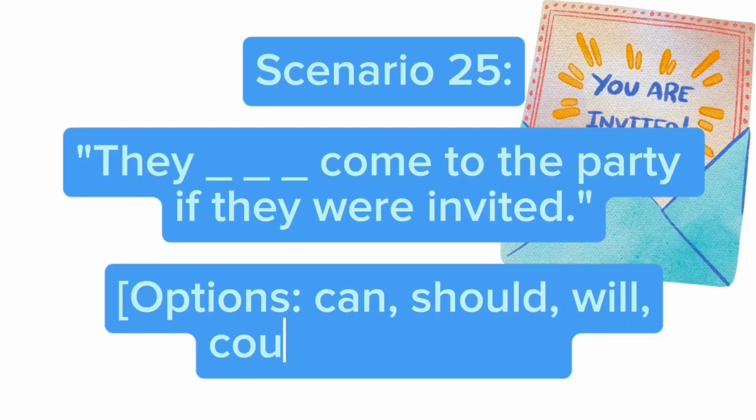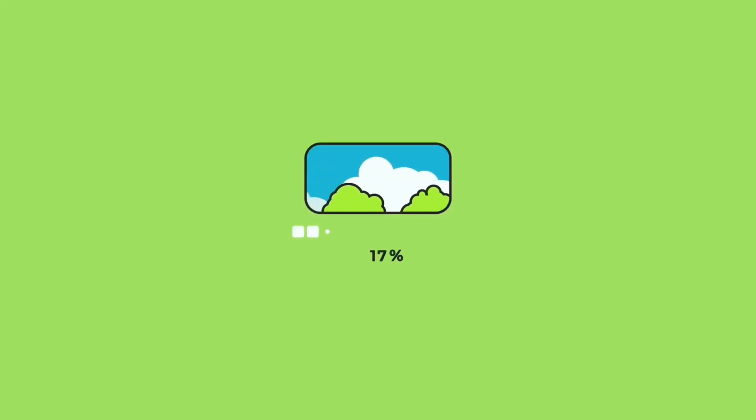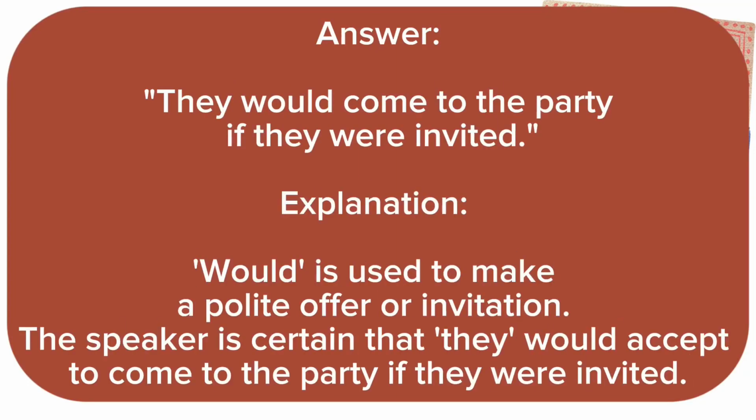Scenario 25. They come to the party if they were invited. Options: can, should, will, could, and would. Answer: they would come to the party if they were invited. Explanation: would is used to make a polite offer or invitation. The speaker is certain that they would accept to come to the party if they were invited.